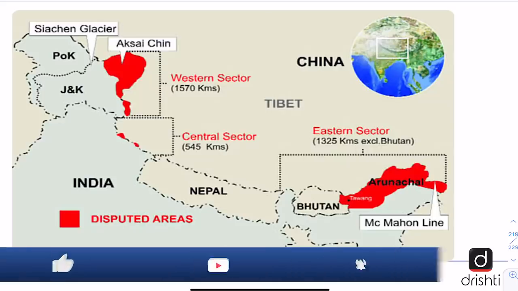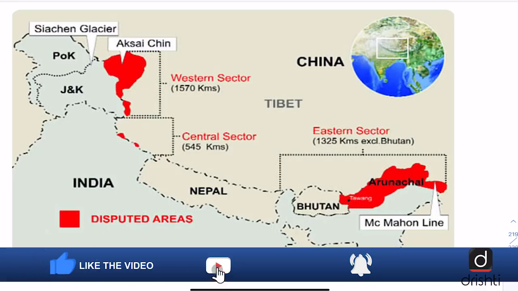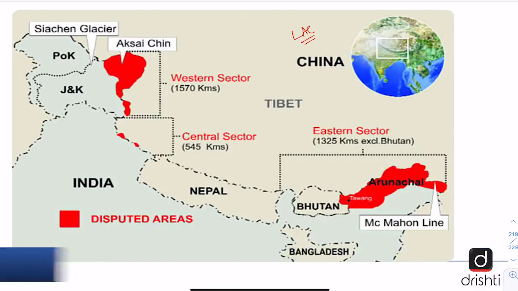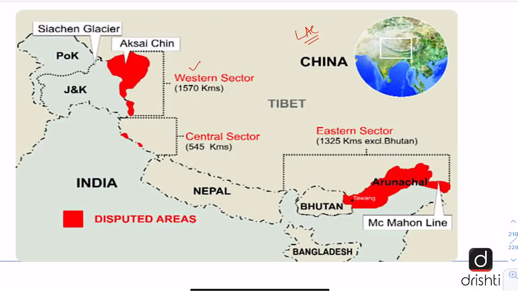So here in this map we can see the India-China border, which is known as line of actual control. And it is divided into three sectors. We have the western sector, we have the central sector and the eastern sector. In the eastern sector, it corresponds to McMahon line as far as Arunachal is concerned. And the central sector is relatively peaceful.